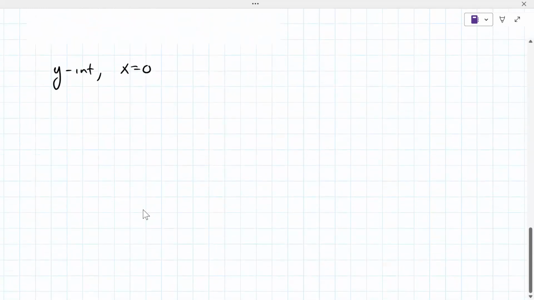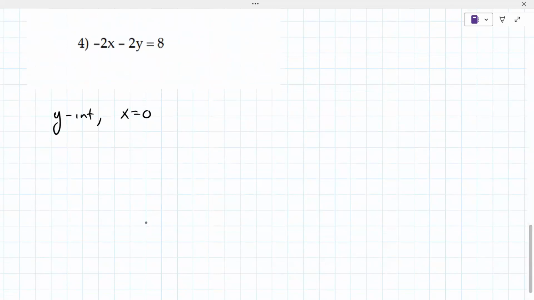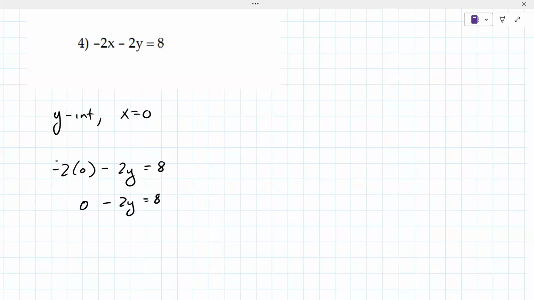Now, same thing here. You're putting 0 in for x. So it's minus 2 times 0 minus 2y equals 8. What is minus 2 times 0? 0. Would it be negative 0? Well, 0 is neither negative nor positive. It's just 0. So that's 0 minus 2y equals 8. The 0 goes away. So this becomes just minus 2y equals 8.